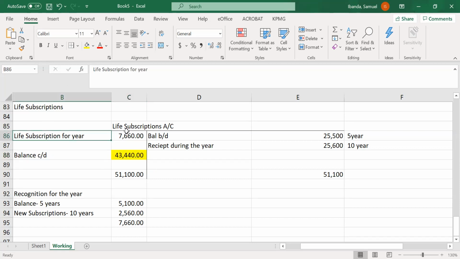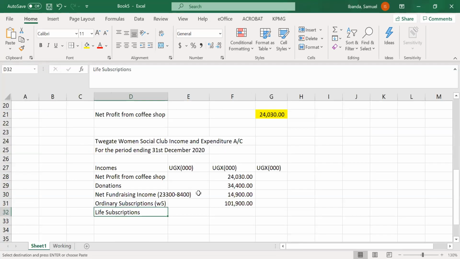But for matters of our income and expenditure, this is the value that I'm interested in, which is the 7,660. So I'll just come here, life subscription, I'll come and write 7,660. That is what I'll record there. Okay. So after I'm done with that, I'm done with life subscription.